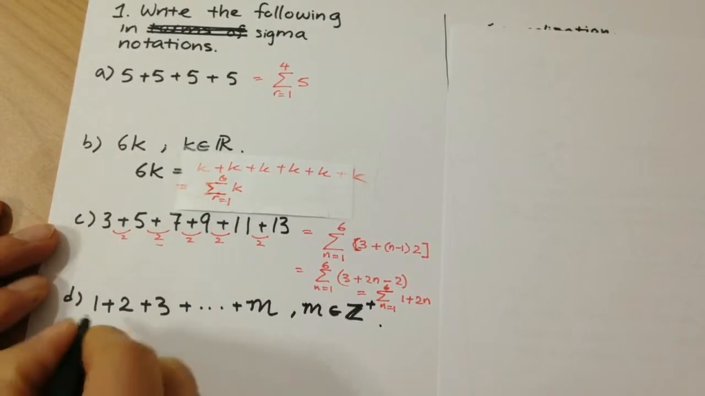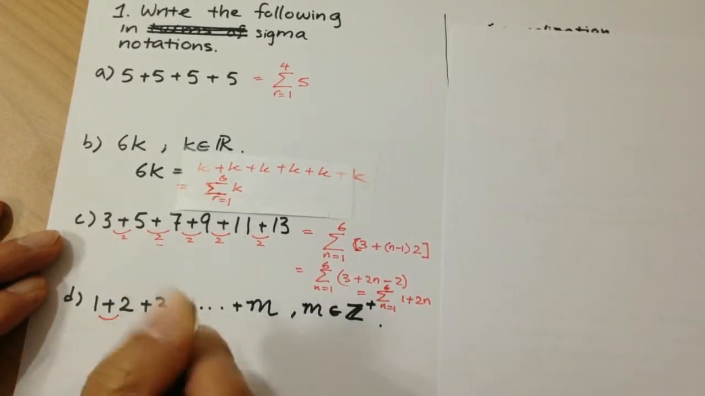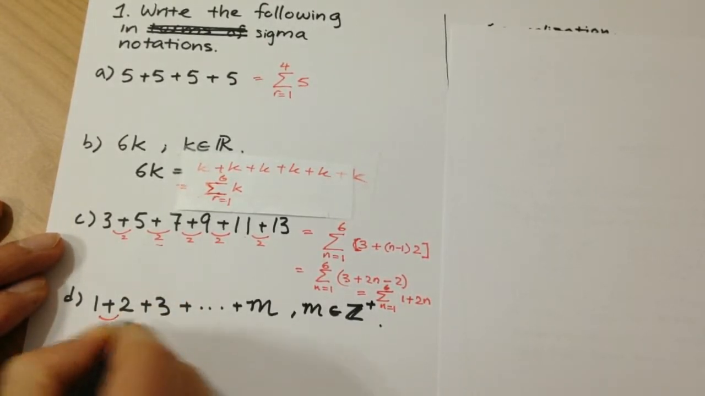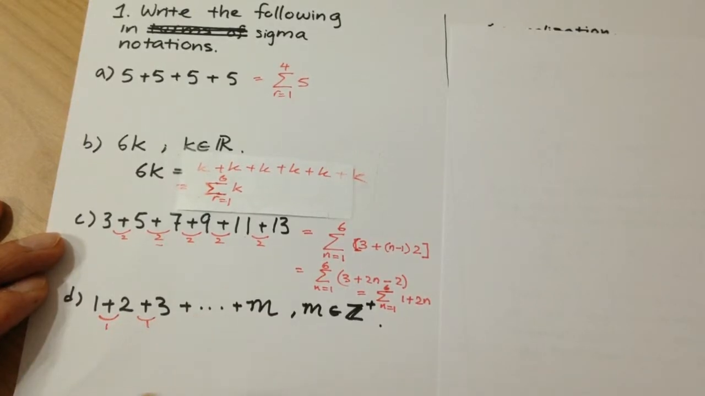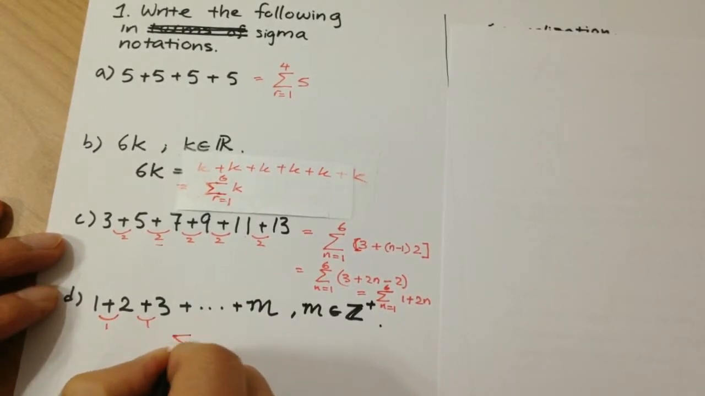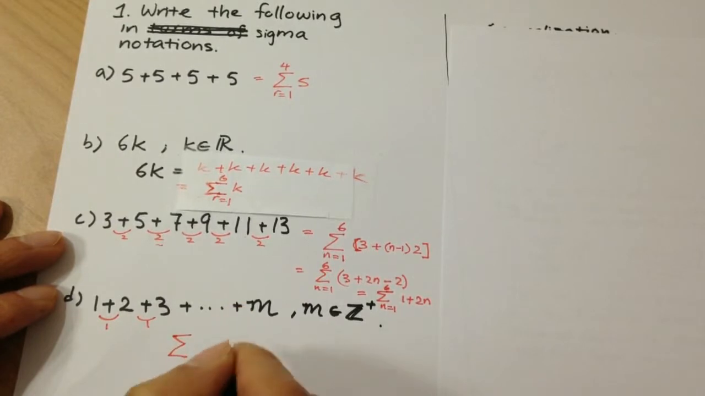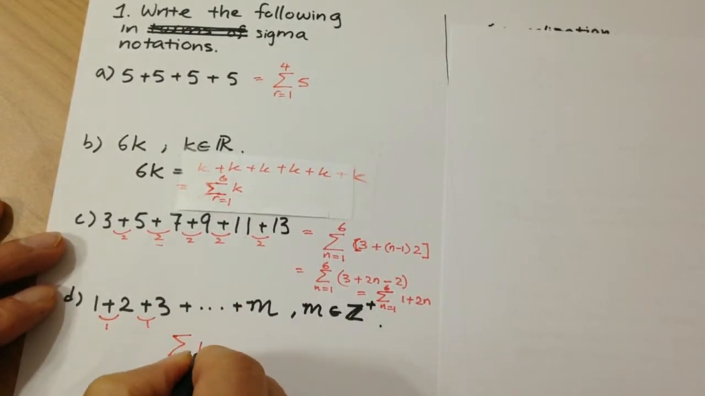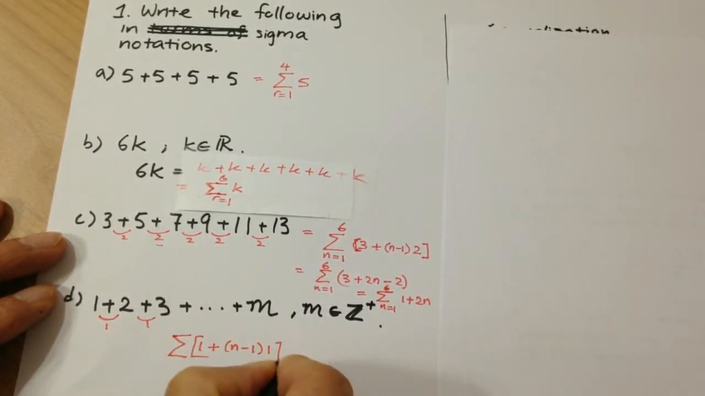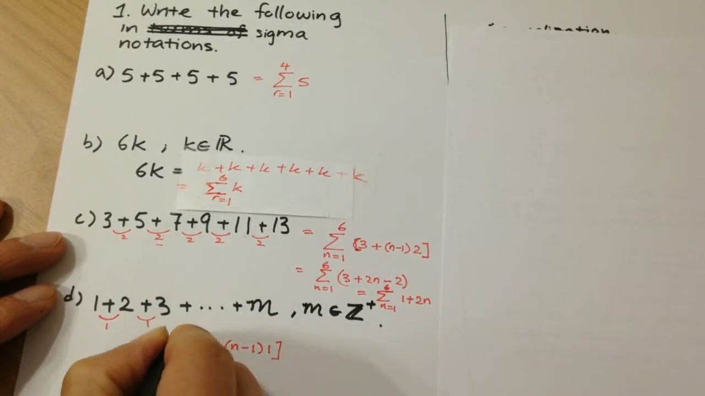Last is again an arithmetic series with a common difference equal to 1. So that will be easy. So the general term in this case is just going to be 1 plus n minus 1 times 1. And it goes from n equal to 1 to m.